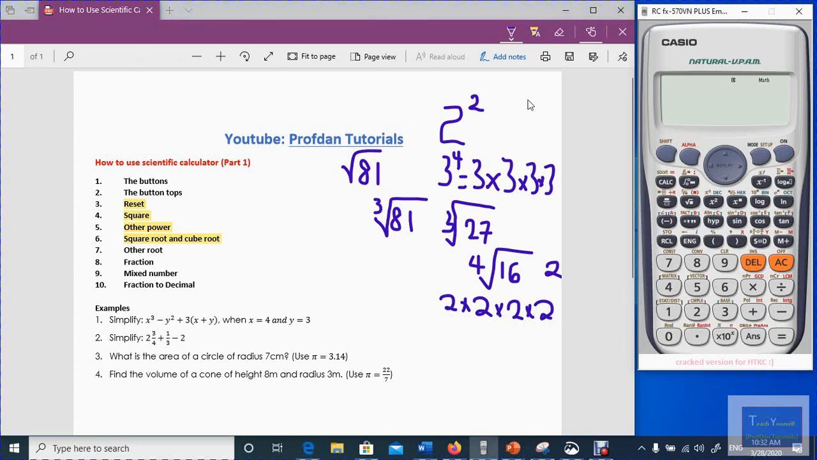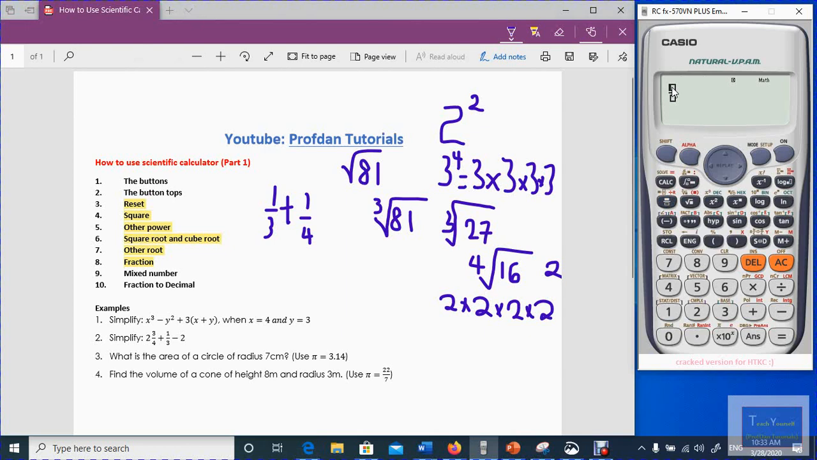Okay. Now next I'm gonna teach you fractions, how to write fractions in your calculator. What are we talking about? For example, you have 1 over 3 plus 1 over 4. How do you write this out in your calculator? Very simple. As you can see here, on this button, you have 2 boxes, one up, a slash, and one down. If I press this, you see it on the screen.